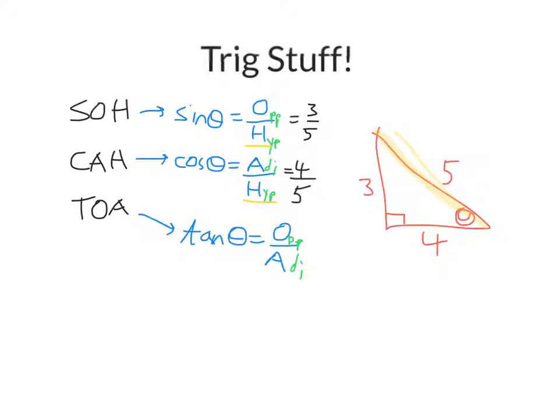And finally with tangent, the tangent is going to be opposite over adjacent. So here's theta, the tangent of theta is opposite over adjacent, here's theta, opposite is 3 and the adjacent is 4, so that's going to be 3 over 4.